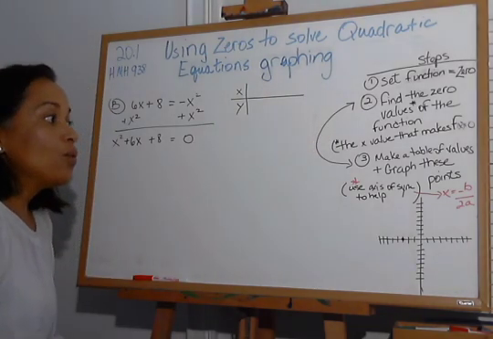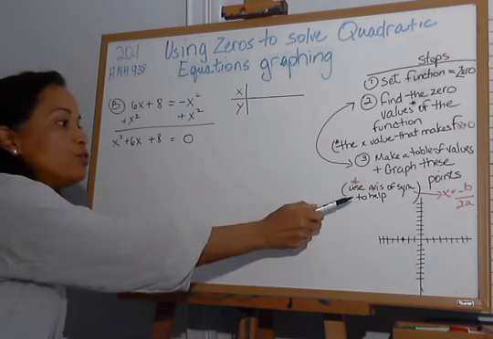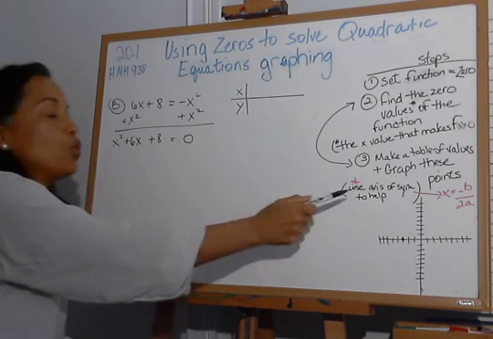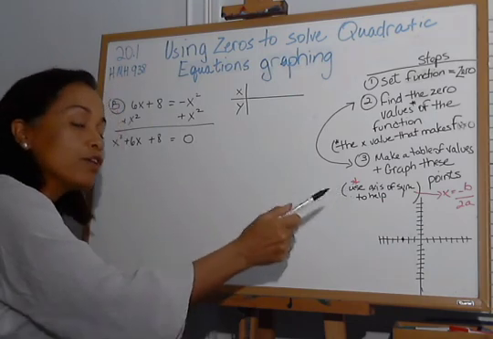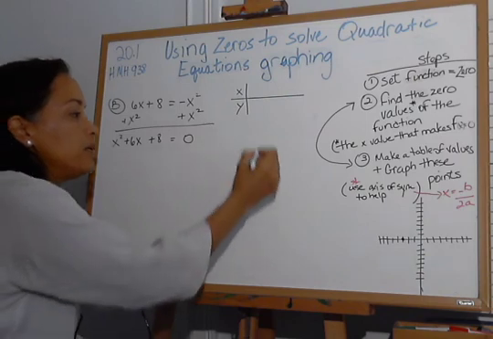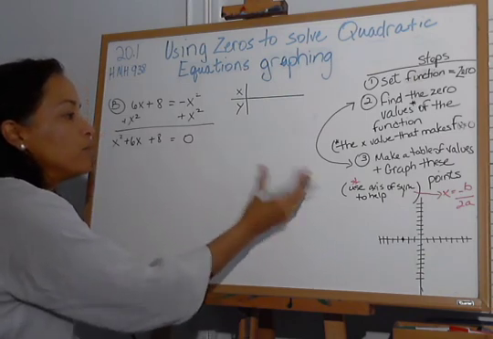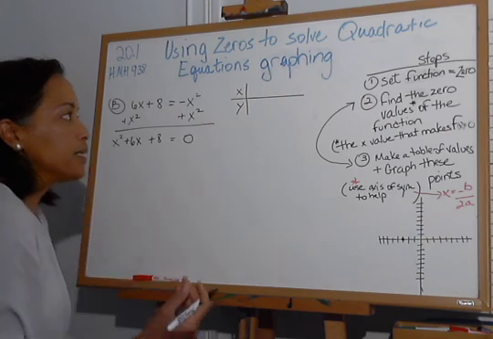And now we are going to try to make a table. And we're going to use the axis of symmetry to know which points make sense for us to graph. What do I mean? Well, the axis of symmetry is going to tell me the point in the middle of the graph, where the mirroring on both sides takes place.